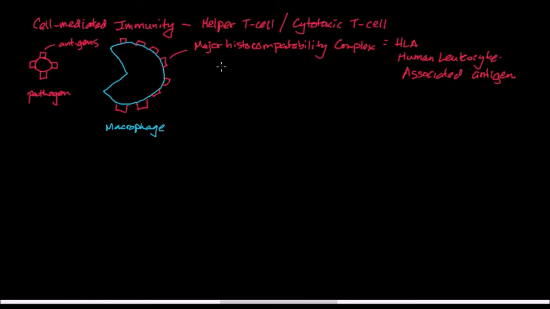Once those antigens have been displayed, the first lymphocyte that comes in contact with this macrophage will be this cell right here. This is called a helper T cell. And the helper T cell has a specific shaped receptor that'll bind to this specific shaped antigen. So these two things will bind.